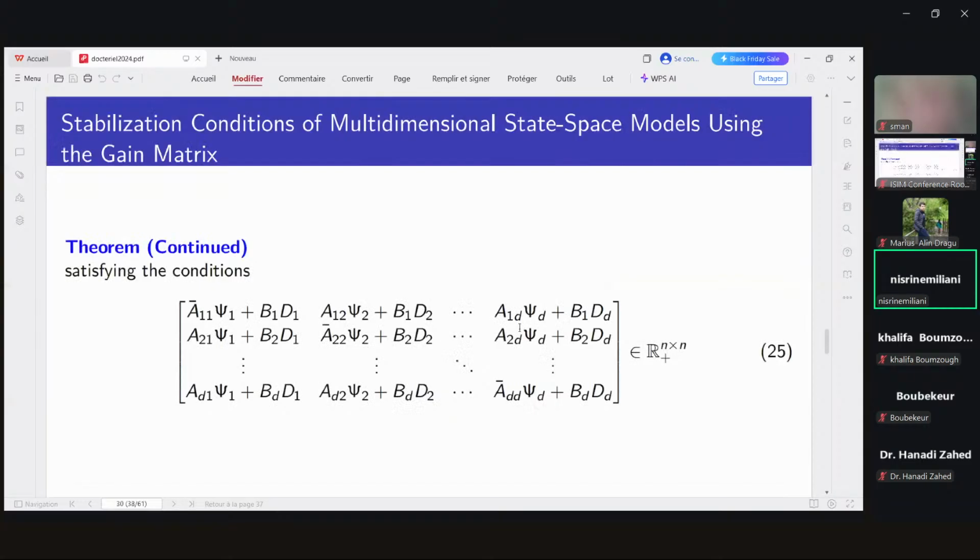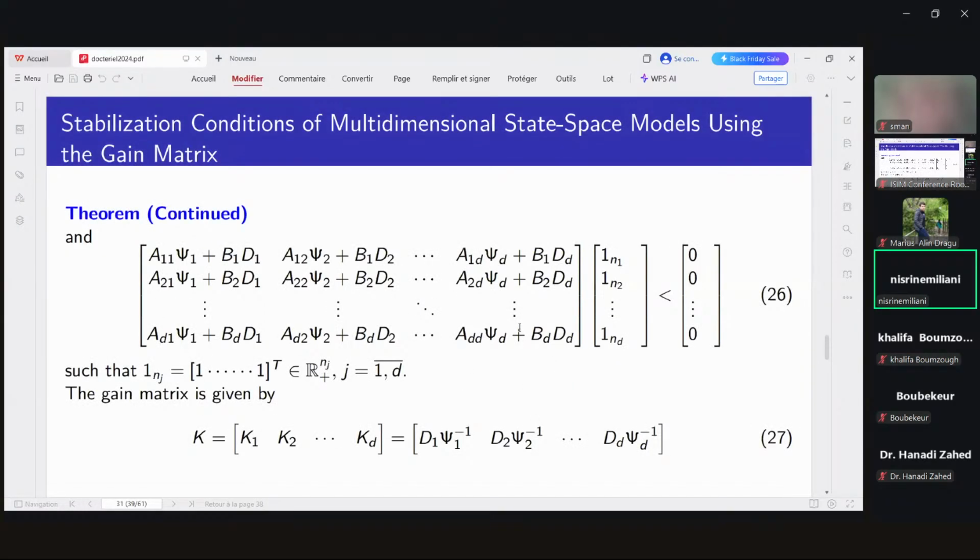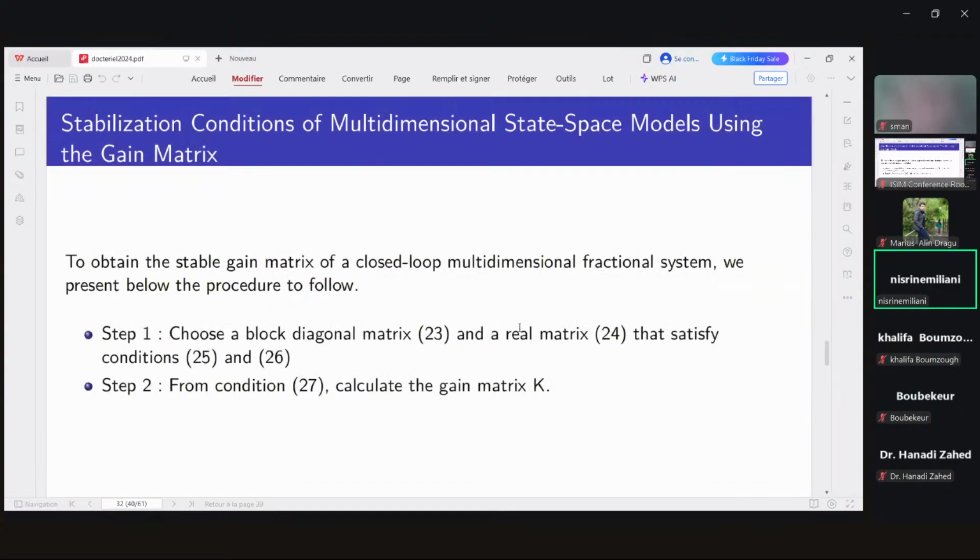satisfying this condition number 25 and the condition number 26. And the gain matrix is given by formula number 27. To obtain the stable gain matrix of a closed loop multi-dimensional fractional system, we present below the procedure to follow.